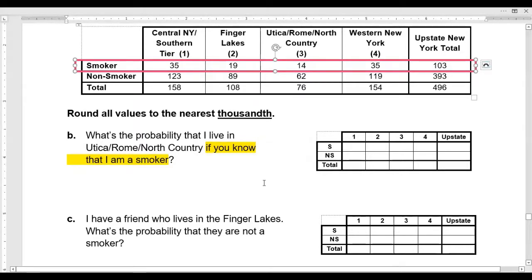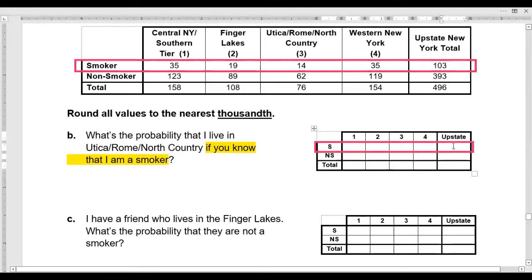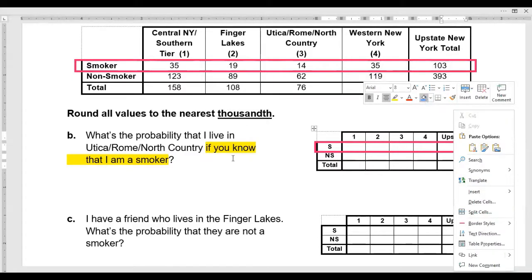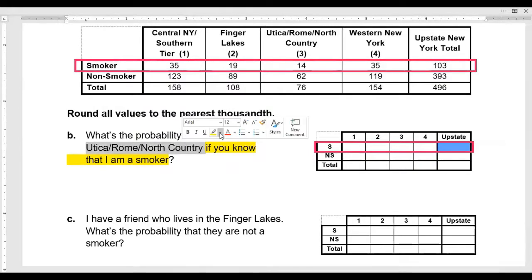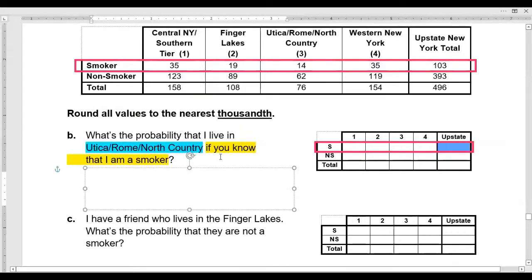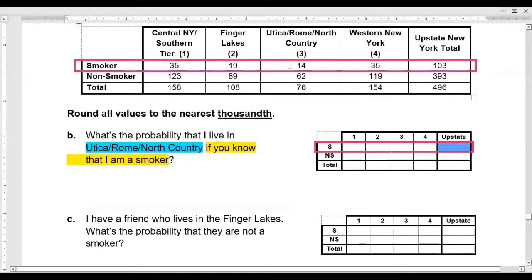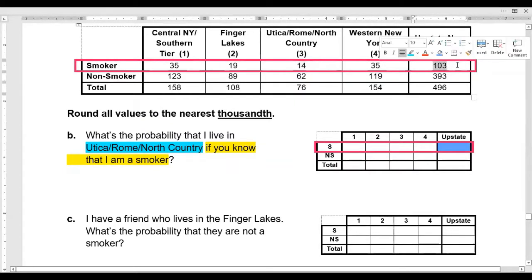So now, instead of only looking at a particular column, I'm only going to look at this row. So this is what I would box in or highlight here in my little workspace. So this is what I know. So this is the total number I'm going to use. So I'm going to use this total value. And we're curious to find the probability that this is the region I'm coming from. So in this row, the Utica, Rome, North Country was 14, and we had a total of 103.